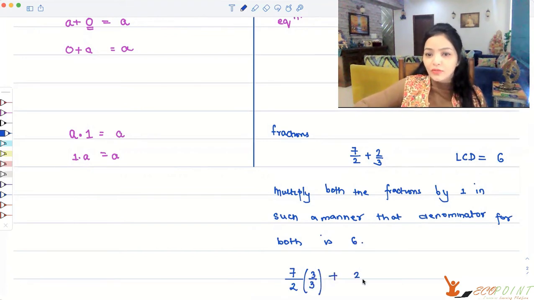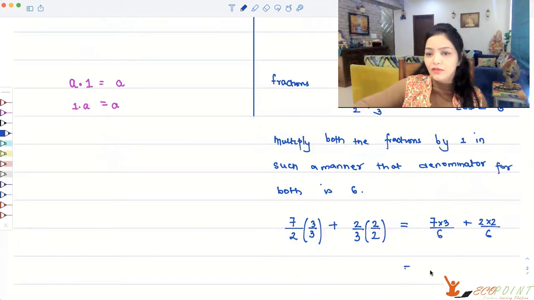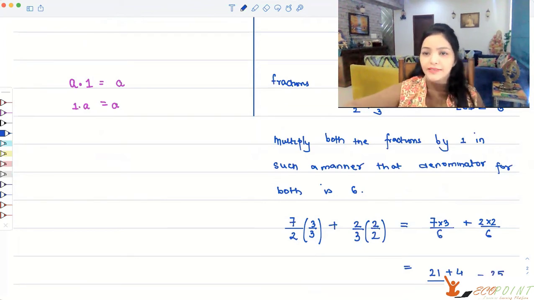Plus 2 by 3. So what should I multiply 3 with so that I get 6? 2. So 2 by 2. Which gives me the expression 7 into 3 upon 6 plus 2 into 2 upon 6, or in other words, 21 plus 4. Since the denominator is the same, I can take it common and it's 6. So, in other words, it is 25 upon 6. 25 upon 6 is what you get here.